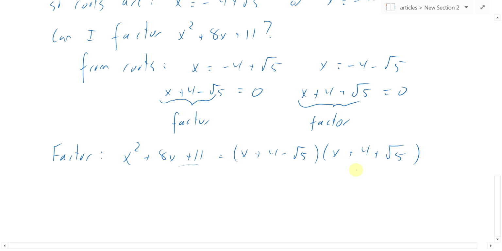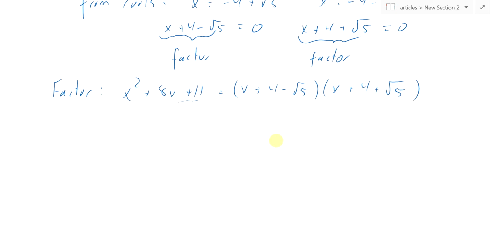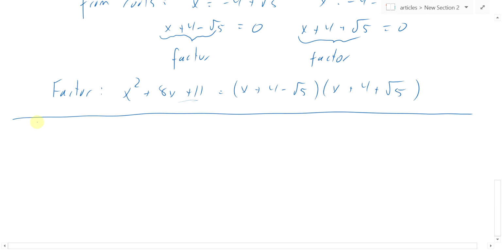And usually when you're trying to solve the quadratic equation, you're interested in what the roots are and not the factors. Okay, so note that there's a square root involved in the quadratic equation. Sometimes you only get one solution.